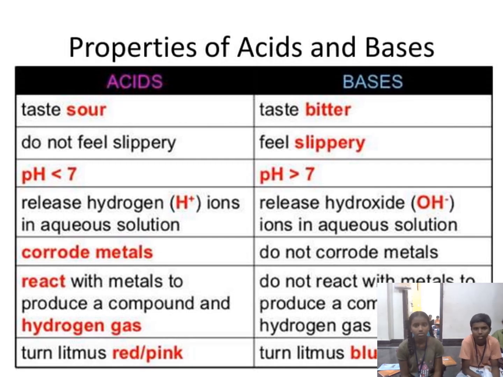Acids release hydrogen ions in aqueous solution. Bases release OH minus ions in aqueous solutions. Acids corrode metal. Bases do not corrode. Acids react with metals to produce a compound and hydrogen gas. Bases do not react with metals to produce a compound or hydrogen gas. Acids turn litmus paper red or pink. Bases turn litmus paper blue. Okay.